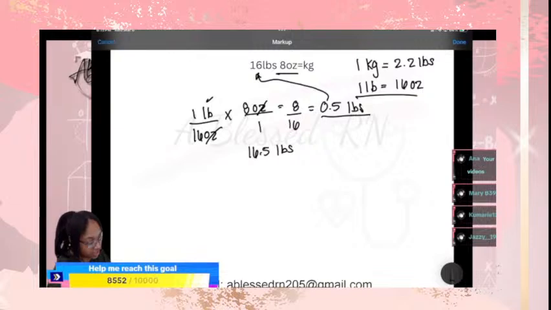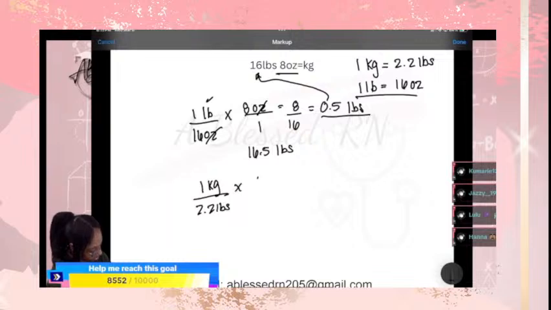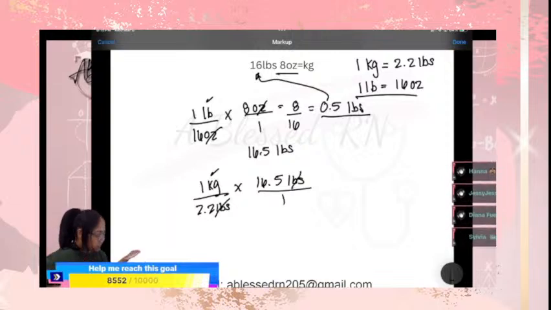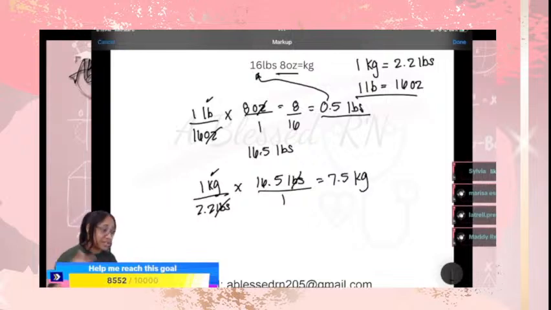So now we can go ahead and convert it to kilograms. If we're looking for kilograms, we'll start with kilograms. So 1 kilogram is 2.2 pounds. And then our weight now is 16.5 pounds. Pounds cross out, and now we're just left with kgs. So that's going to be 16.5 divided by 2.2, and that'll be 7.5. I guess it is. It just didn't look right to me. 7.5 kilograms.